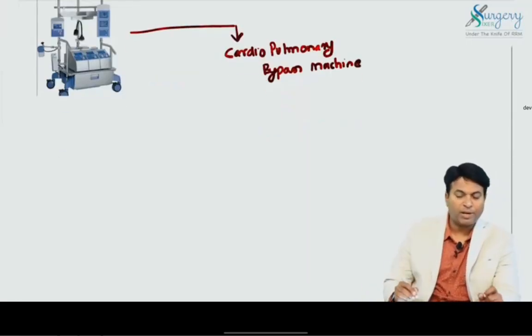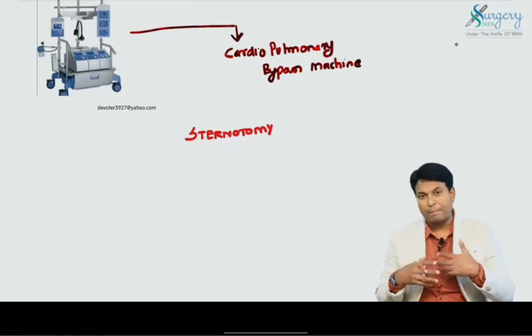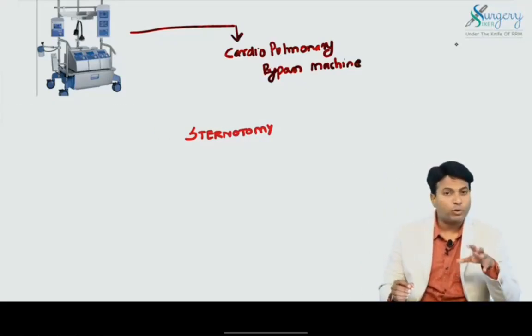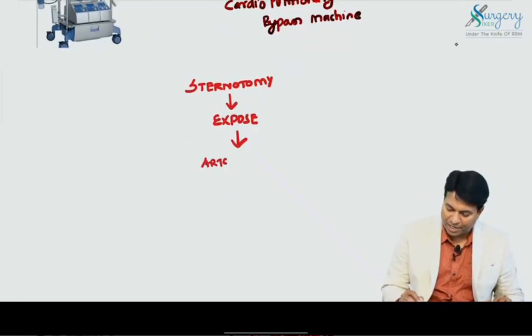In a cardiopulmonary bypass, first I will do a sternotomy. This is one of the important things. When we are doing a cardiac surgery, we cannot go and operate directly, because the heart will be pumping and the blood will come out. To prevent that, we have to connect the patient to a machine known as the cardiopulmonary bypass machine. We do a sternotomy, expose the heart, and after exposing, I have to do arterial cannulation.